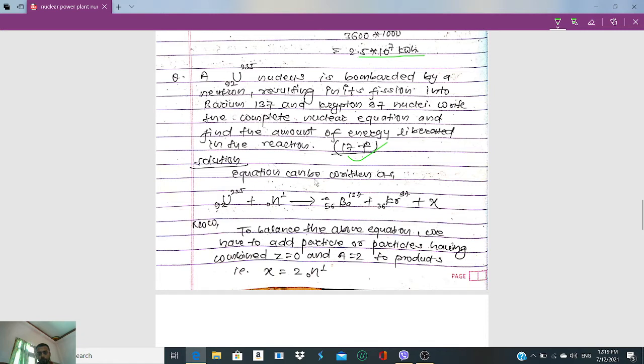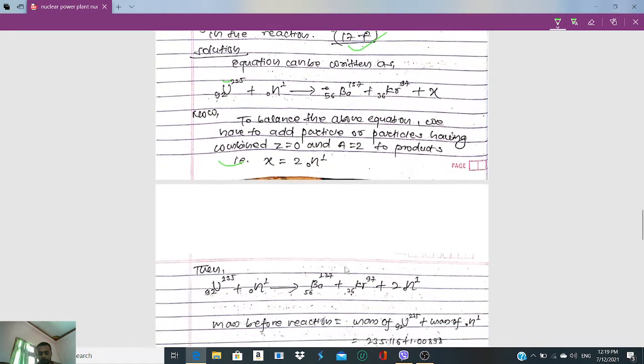So here the equation can be written as uranium 92-235 plus neutron 0-1 gives barium 56-137 plus krypton 36-97 plus X. Now to balance the above equation, we have to add particles having combined Z equal to 0 and A equal to 0 to the products. That is, in place of X we have 2 times neutron 0-1. So if we add X equal to 2 neutrons, we will get the balanced equation.